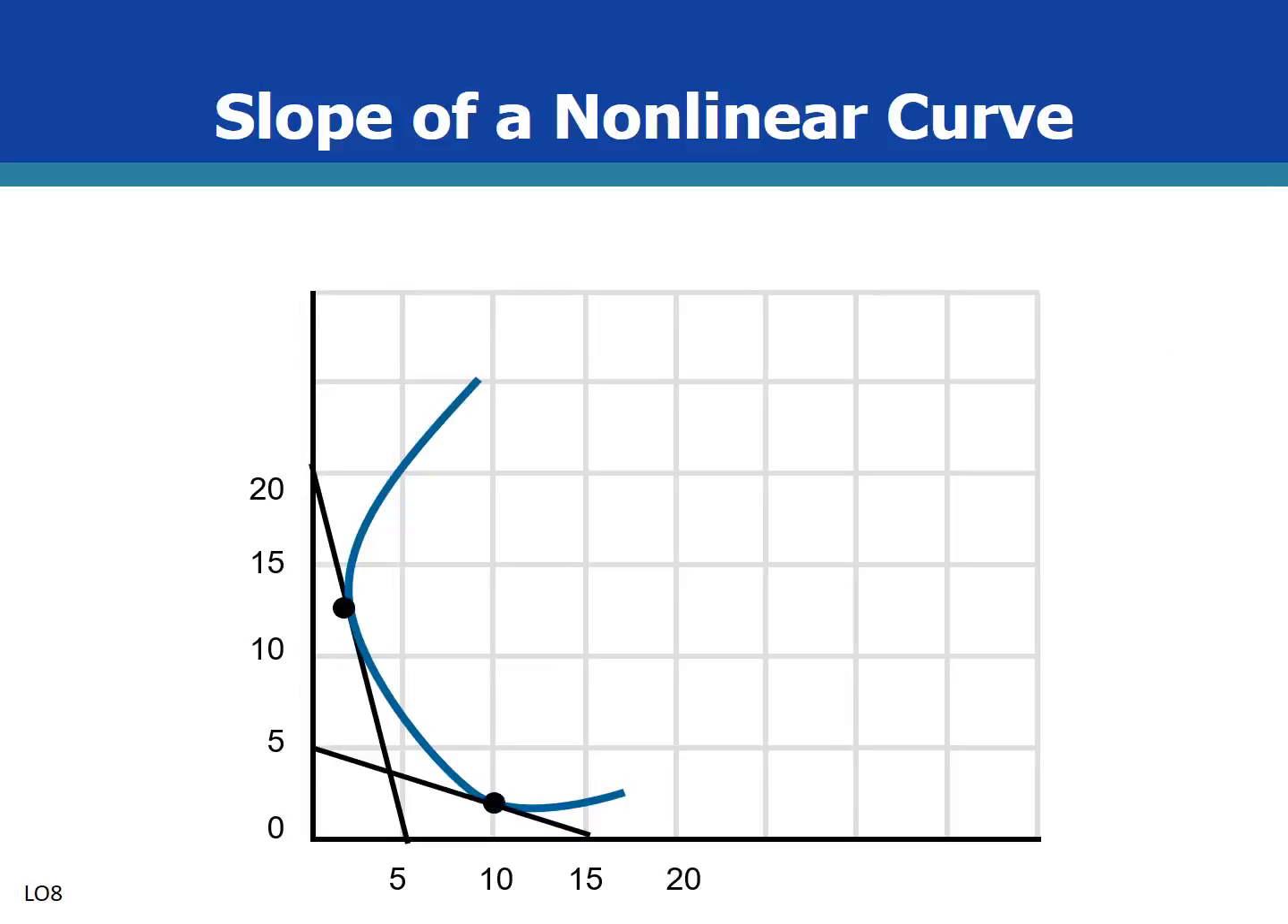The slopes of a nonlinear curve will change along the curve. Here, the slope at these 2 points on the curve will be different from each other. To find the slope of a nonlinear curve, draw a straight line tangent to the curve and find the slope of that line by dividing the vertical change by the horizontal change of that line.